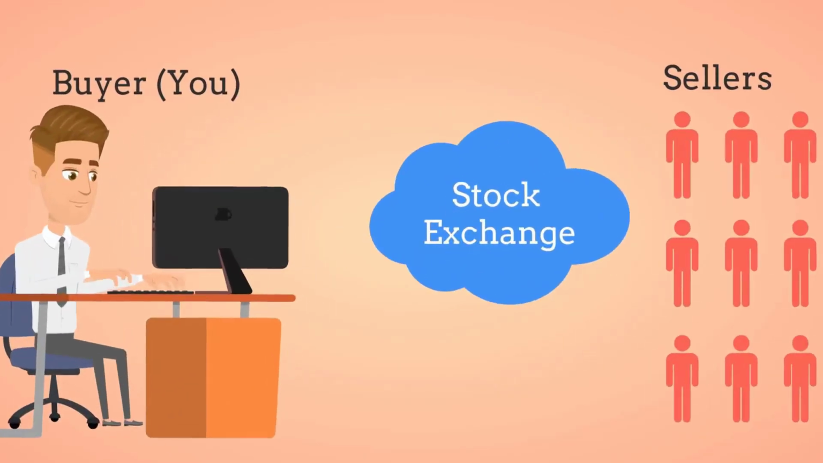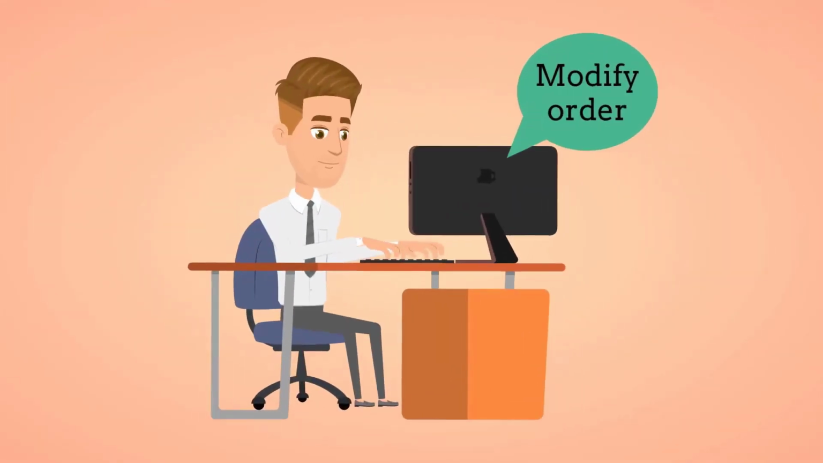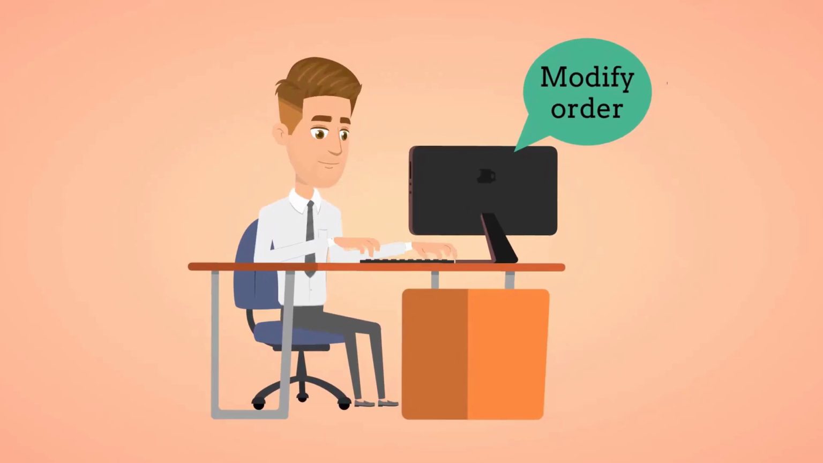So the one thing that we have to remember about limit orders is that they will only get executed if the exchange finds a price that you specified or something better than that. So what happens in cases like this is you can always go back and modify your order.